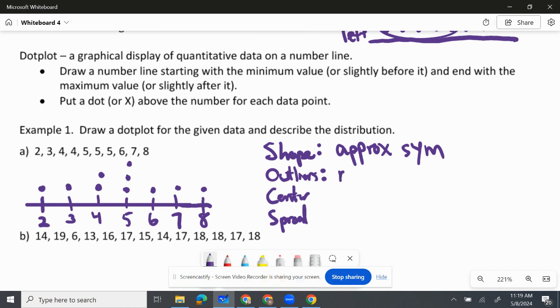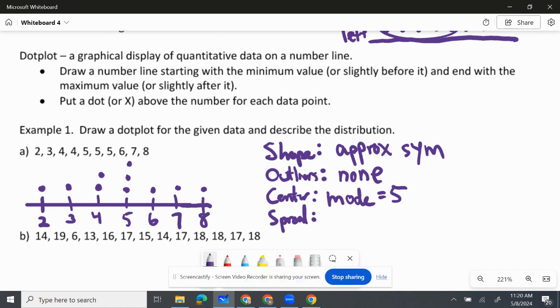An outlier is going to be something that deviates far away from the rest of the data. So if we had something right here at like 12, that would be an outlier. Center, there's three different centers: the mean, median, and mode. The only one that we're going to talk about today is the mode, and that's the one that occurs the most. So we're going to put mode, and the number that occurs the most is going to be 5.